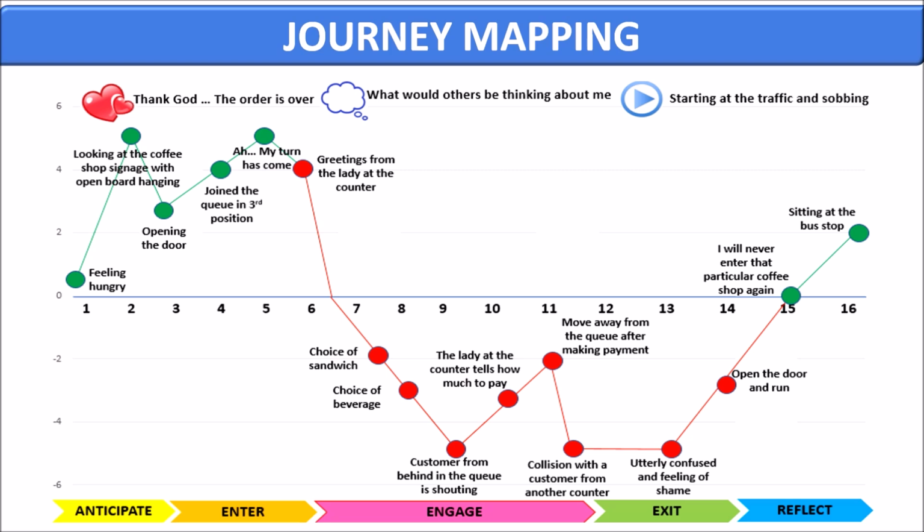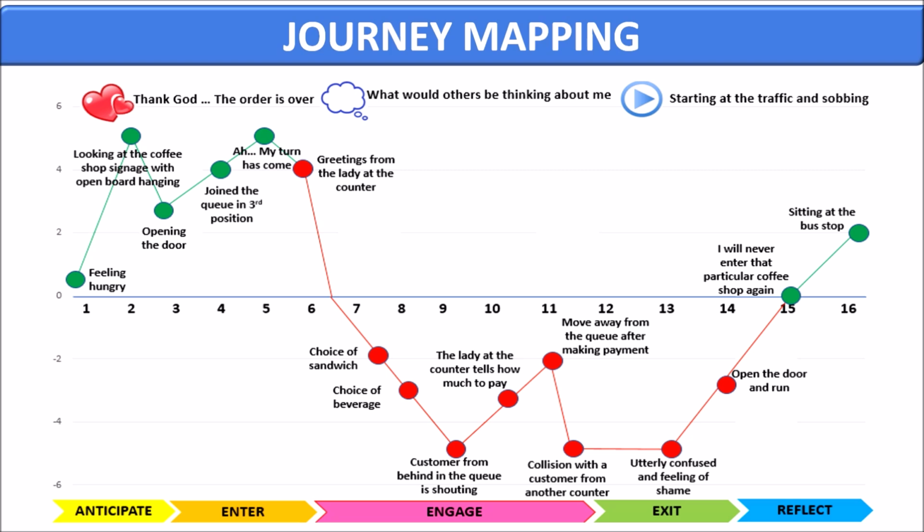So she started engaging herself completely in that scenario. The lady at the counter tells how much you need to pay, so she started counting the money in her hand and moved away from the queue after making the payment. So many steps follow, and finally the collision with the customer from another counter. Then utterly confused, and the feeling of shame. That's the exit stage that started. So she got fear and opened the door and ran away from the coffee shop. She just feels that she doesn't want any coffee at all.